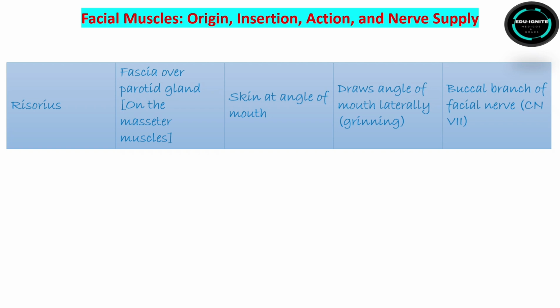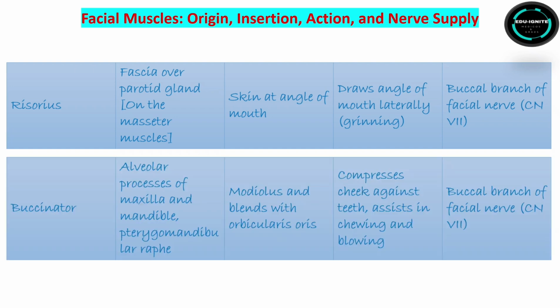Risorius muscle originates from fossa over parotid gland on the masseter muscle and inserts into skin at angle of mouth. Risorius muscle draws angle of mouth laterally and is supplied by buccal branch of facial nerve. Now buccinator muscle originates from alveolar process of maxilla and mandible and pterygomandibular raphe and inserts into modiolus and blends with orbicularis oris muscle. Buccinator muscle compresses cheek against teeth, assists in chewing and blowing, and is supplied by buccal branch of facial nerve.